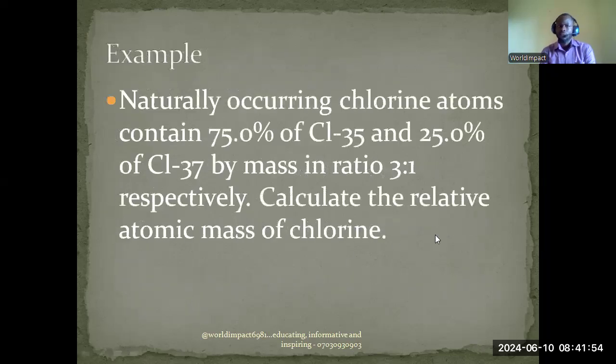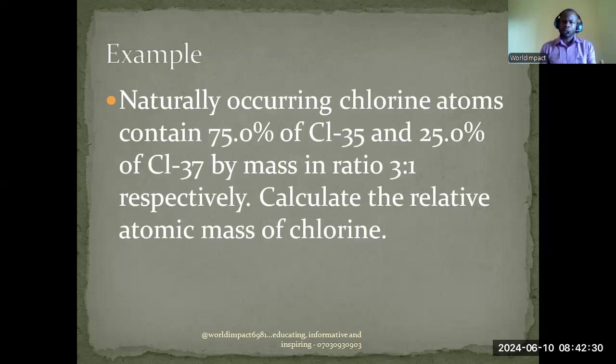Let's look at a very good example. Naturally occurring chlorine atom contains 75.0% of chlorine-35 and 25.0% of chlorine-37 by mass, in ratio 3 to 1 respectively. And we are asked to calculate the relative atomic mass of chlorine. There are two ways to approach this question, because of the data that are given here. One, we were given percentage abundance, which we can use to get the answer. Second, we can use the ratio, the 3 to 1, to also calculate the relative atomic mass of chlorine.